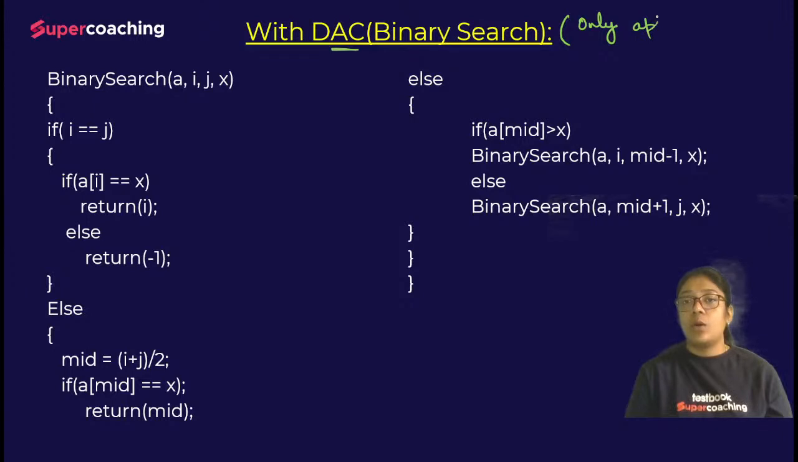Constraint is only applicable on sorted elements. Only applicable on sorted array. This is the constraint with this.